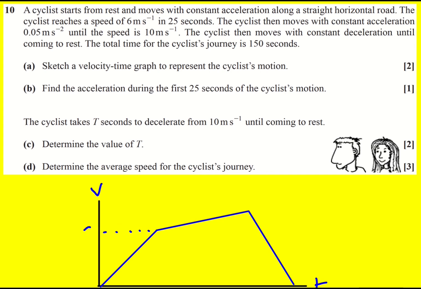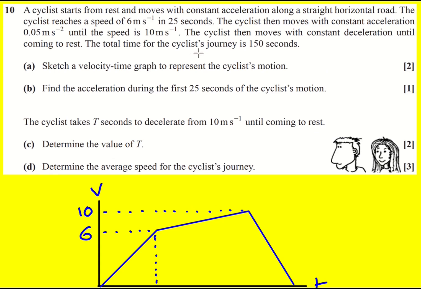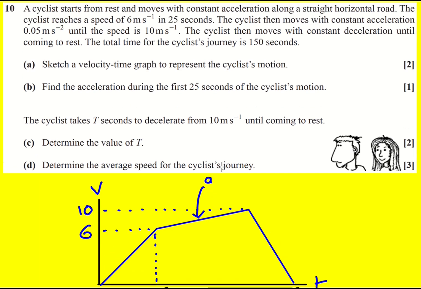So this is 6 and this is 25. And then this is 10. And then this is 150. And we don't know this time here. I am going to write just by it for my own information that a here is 0.05. So that's my sketch.